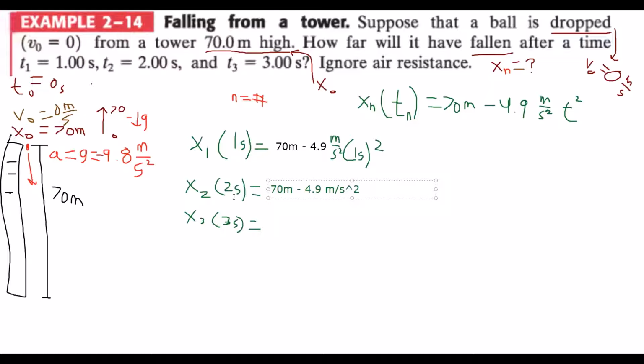This caret sign just means squared, or to the power of, because I put a 2, it's squared. And then we're going to multiply that by 2 seconds squared. And then from there, we plug it into the calculator. 65.1 meters.